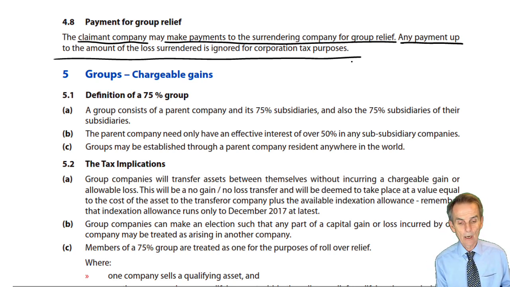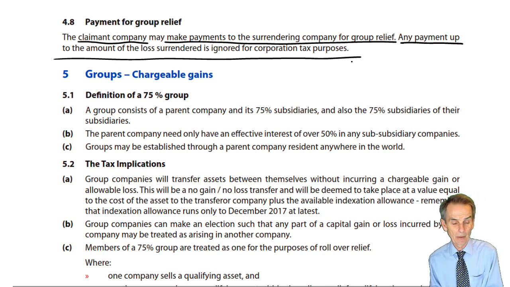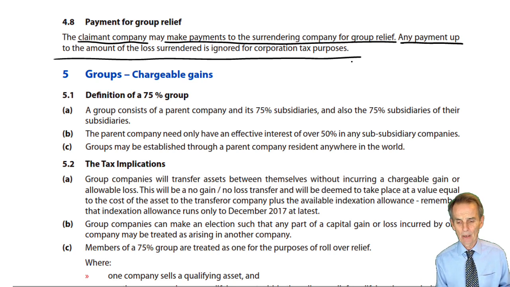But if you do it, don't be put off by that statement within a question, because it will have no impact in terms of the group relief work that you do. It has no impact. It's not an issue. It is outside of the taxation system. The payment made by the claimant company to the surrendering company is not an allowable expense to reduce its profits. The receipt by the surrendering company is not income to be charged to tax. The payment and receipt, if made outside the tax system, has no effect on the corporation tax computation.